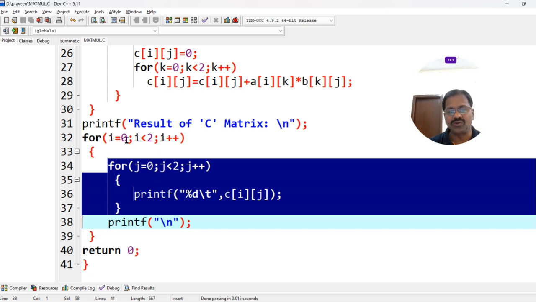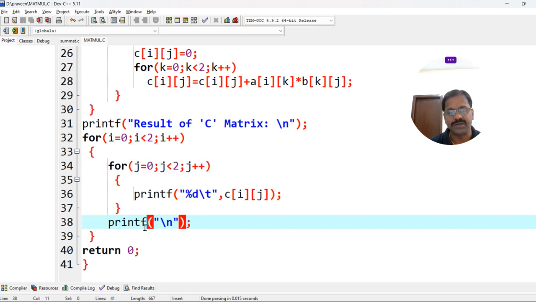In the 0th row, j is 0, j is 1. In the 0th row, in the 2 by 2 matrix, there are 2 columns. After that we have to go to the next row. For that purpose we take here printf, and the cursor goes to the next line. That means we will enter into the next row. Then I will be incremented, that means we will go to the next row.